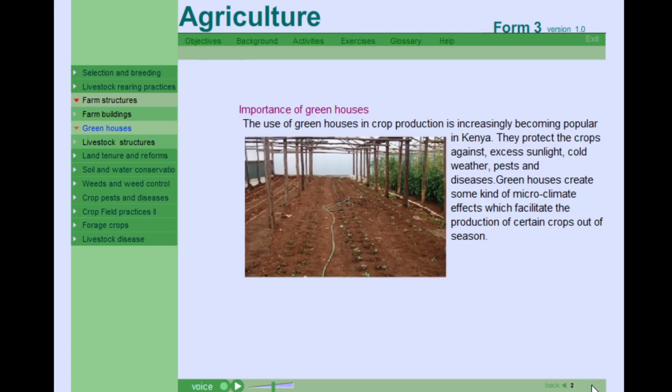Importance of greenhouses. The use of greenhouses in crop production is increasingly becoming popular in Kenya. They protect the crops against excess sunlight, cold weather, pests, and diseases.